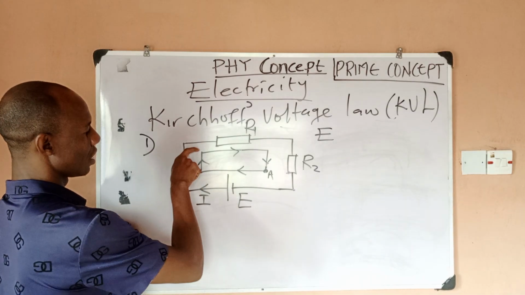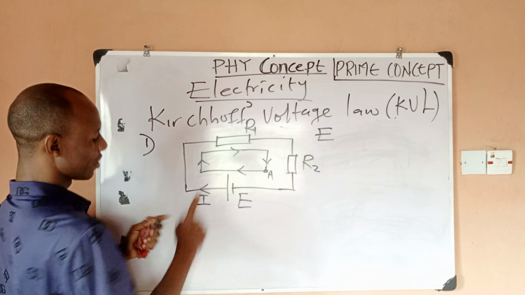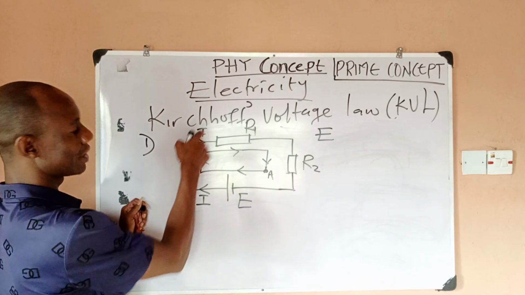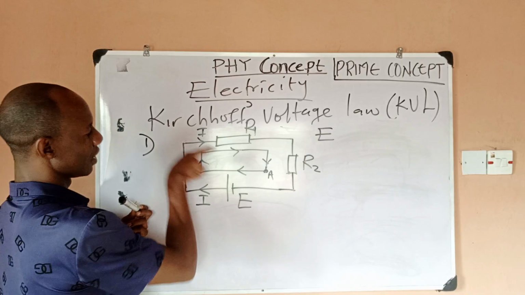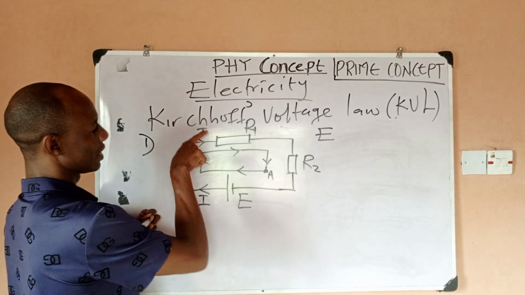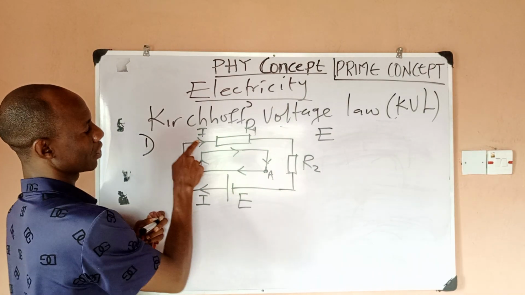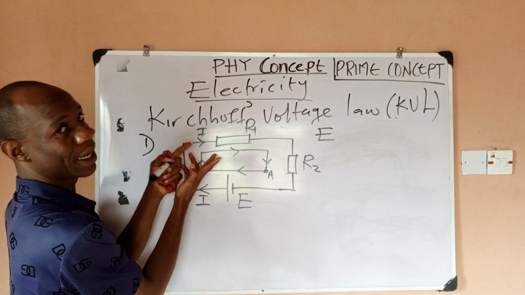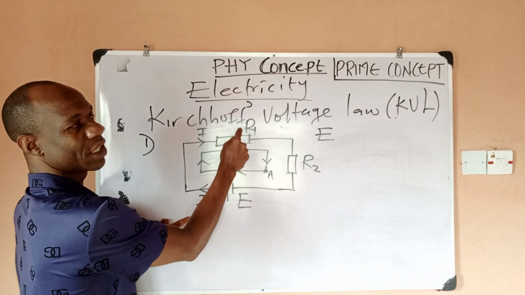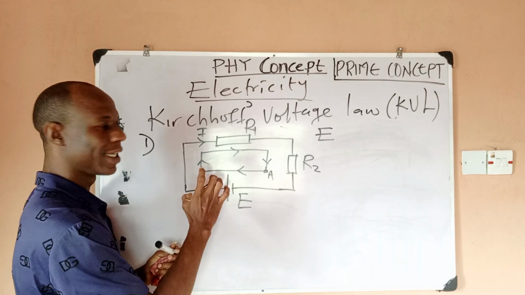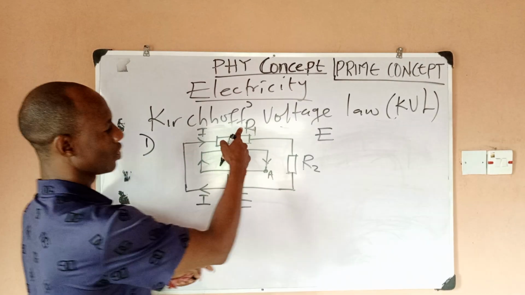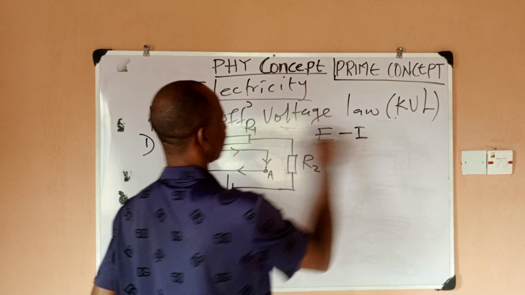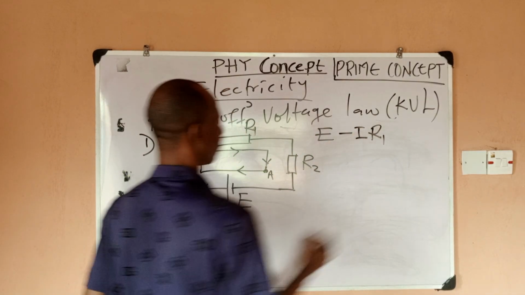Now, in this case, remember this is the same current that is flowing here. Now you notice my loop is moving like this. My current is also moving in the same direction. So my current and my loop are in the same direction. Remember, when they're in the same direction, your voltage drop is going to be what? Negative. So the voltage drop is going to be negative current I times the resistance R1.